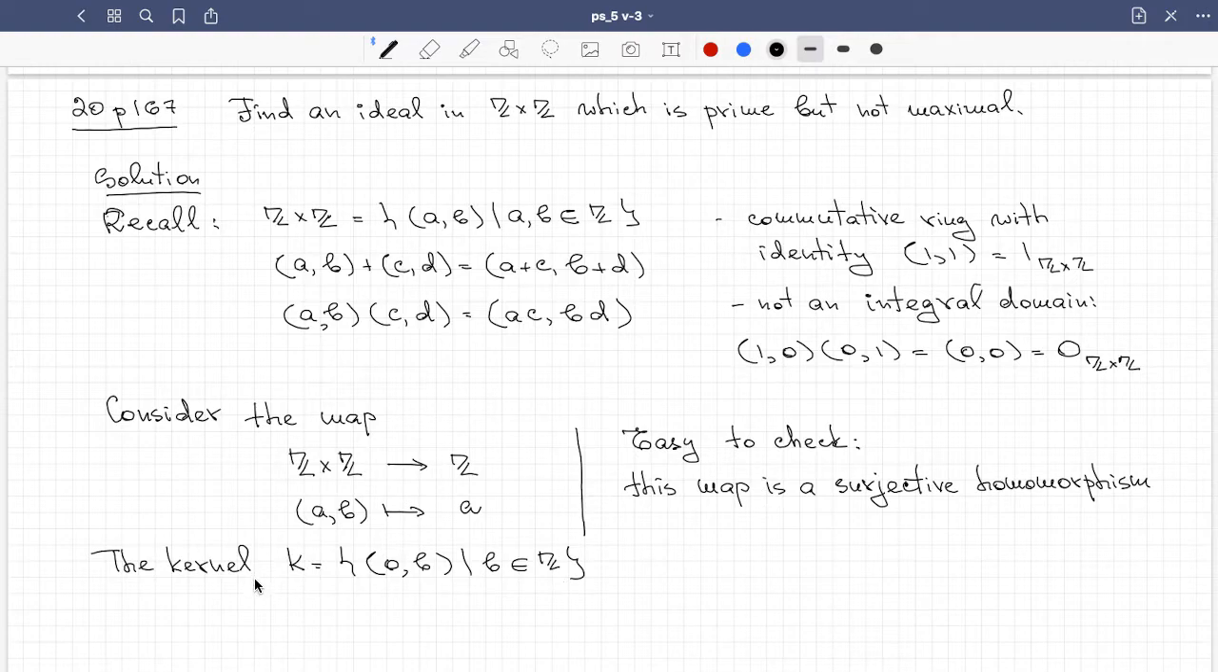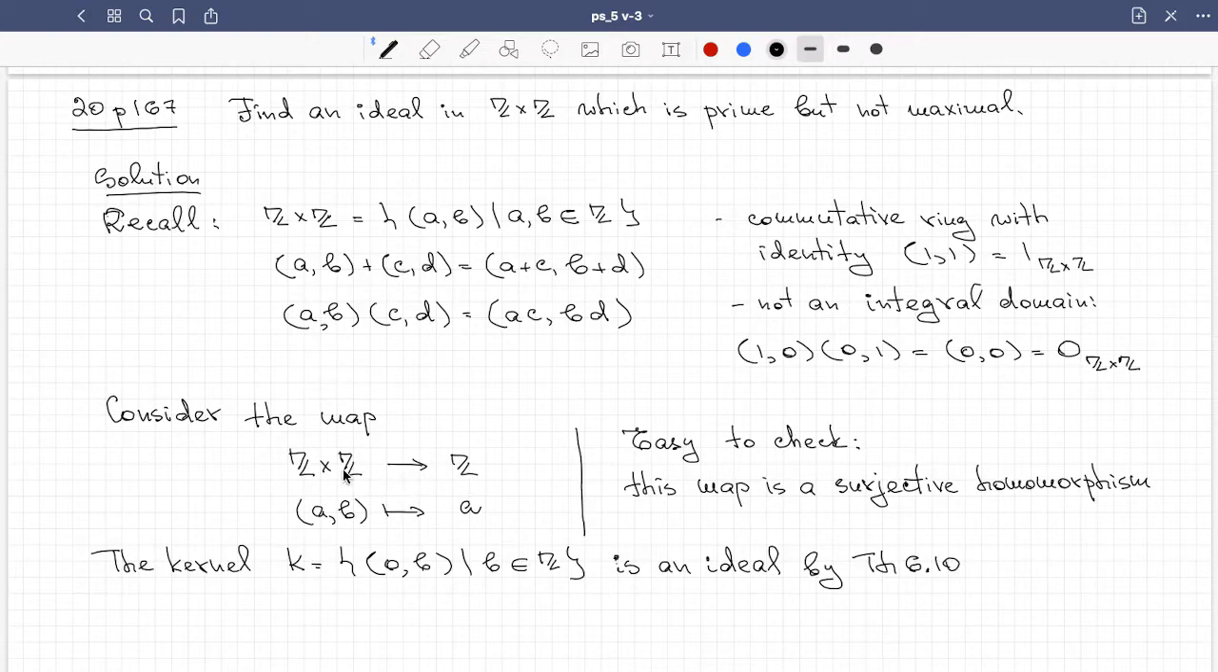So this is the kernel, and you don't really need to check that K is an ideal. This is an ideal because it is the kernel of a ring homomorphism, by theorem 6.10.